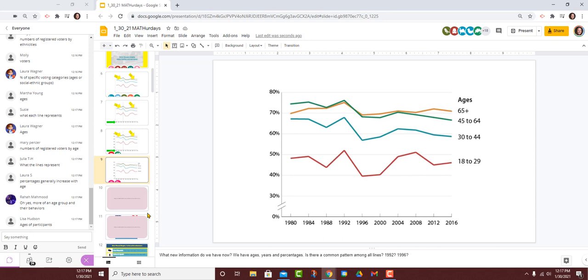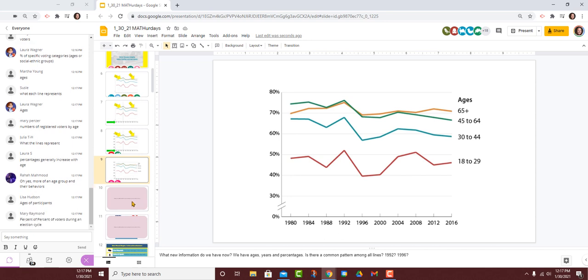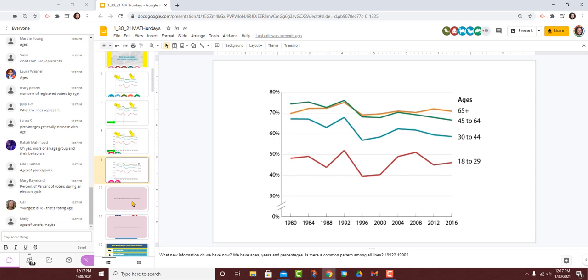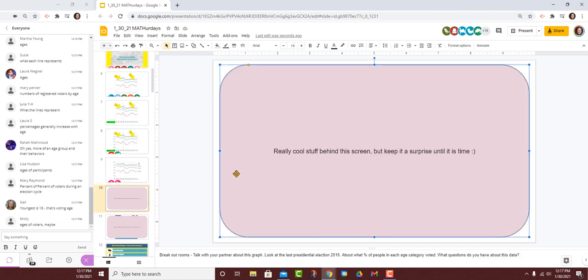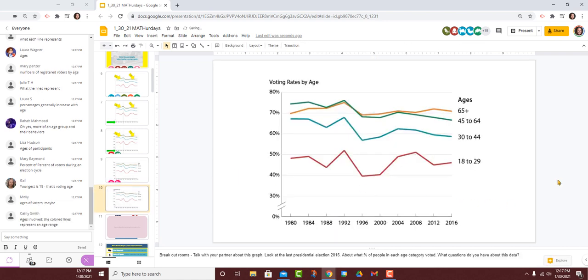So a lot of people are starting to think about ages. And now, how about now that we have a title? Voting rates by ages. So looking at this graph, why do you think it stops at 2016? What do you wish you knew more about?